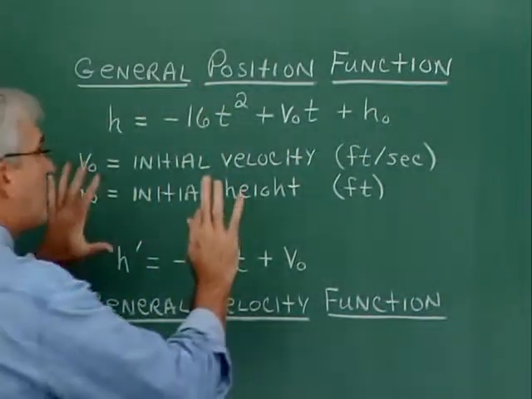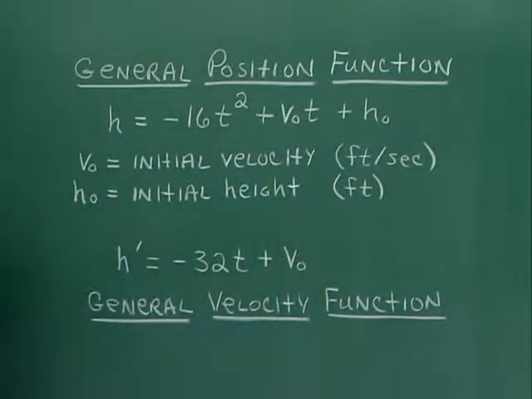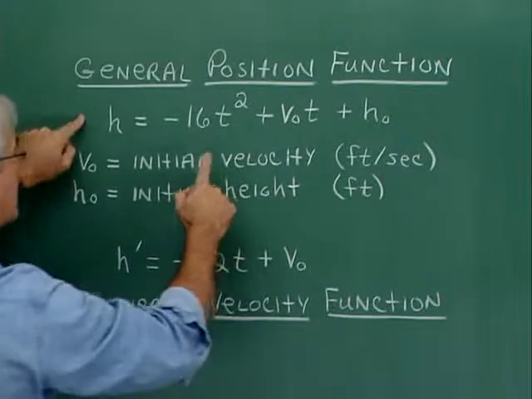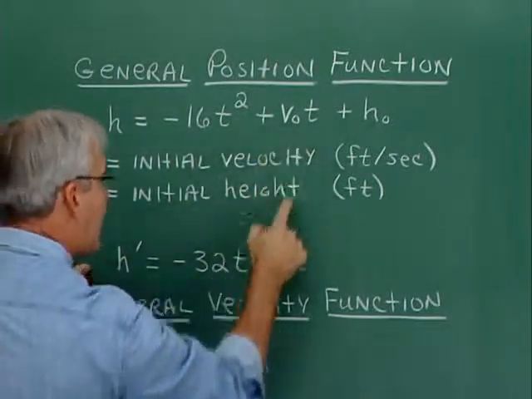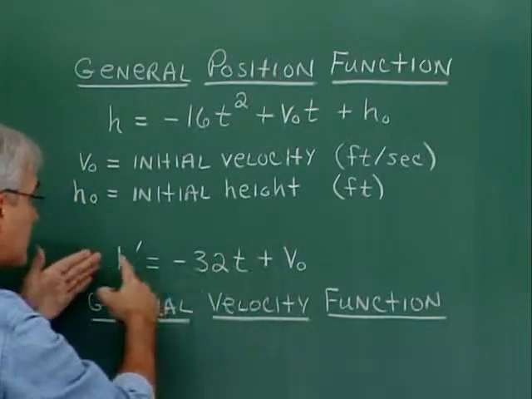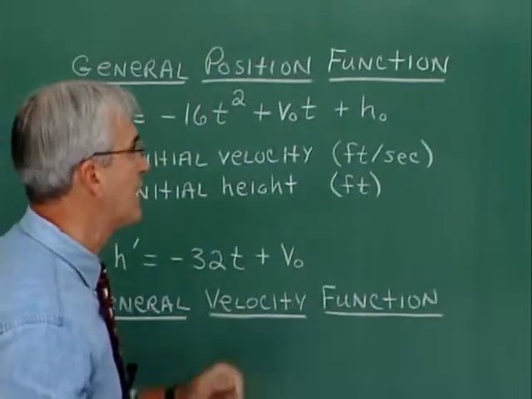All right, now, suppose we take this general position function and take its derivative. Then we have the negative 32t from this term, and then we have v naught. And this then is a general velocity function. Well, let's use this idea in this next problem.